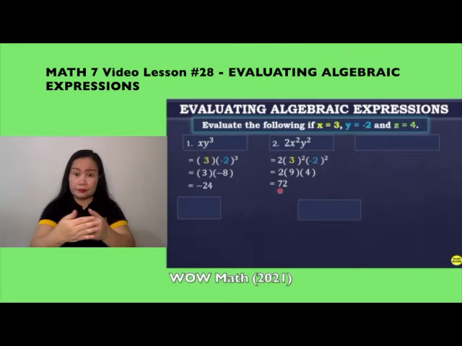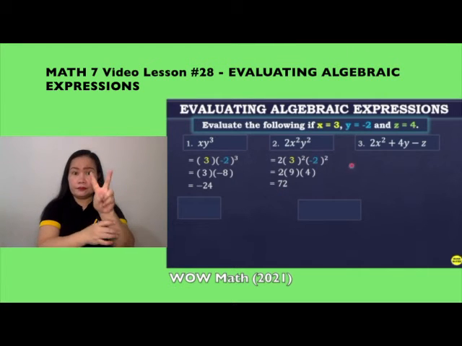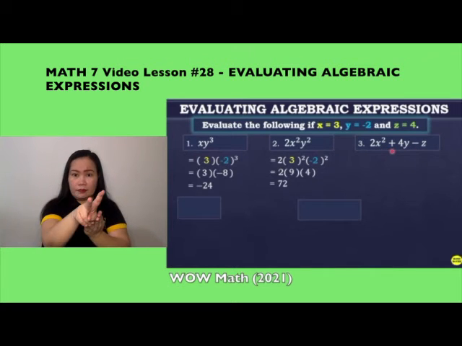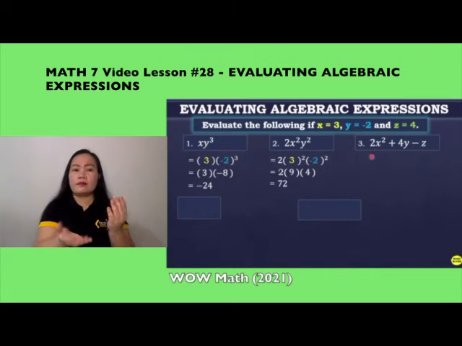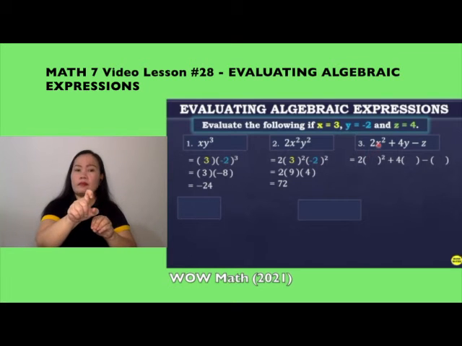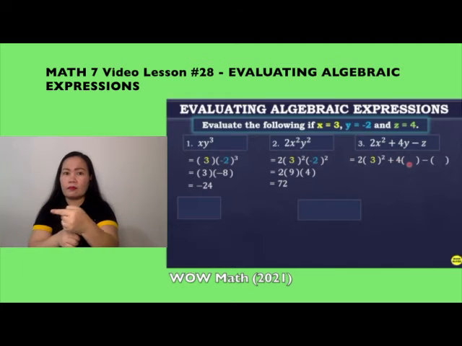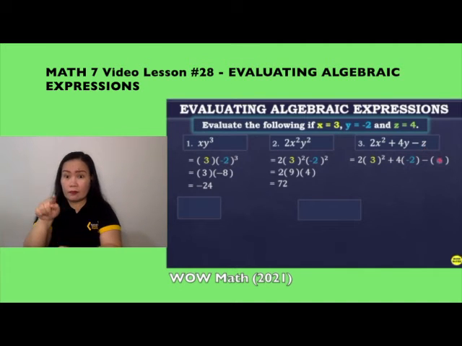Okay. Next. So, I have here 2x squared plus 4y minus z. So, ito, tatlo na ang variables natin. So, again, substitute lang natin. Ang x mo ay 3, ang plus 4, and then ang y mo ay negative 2, ang z mo ay 4. So, minus ha, take note.